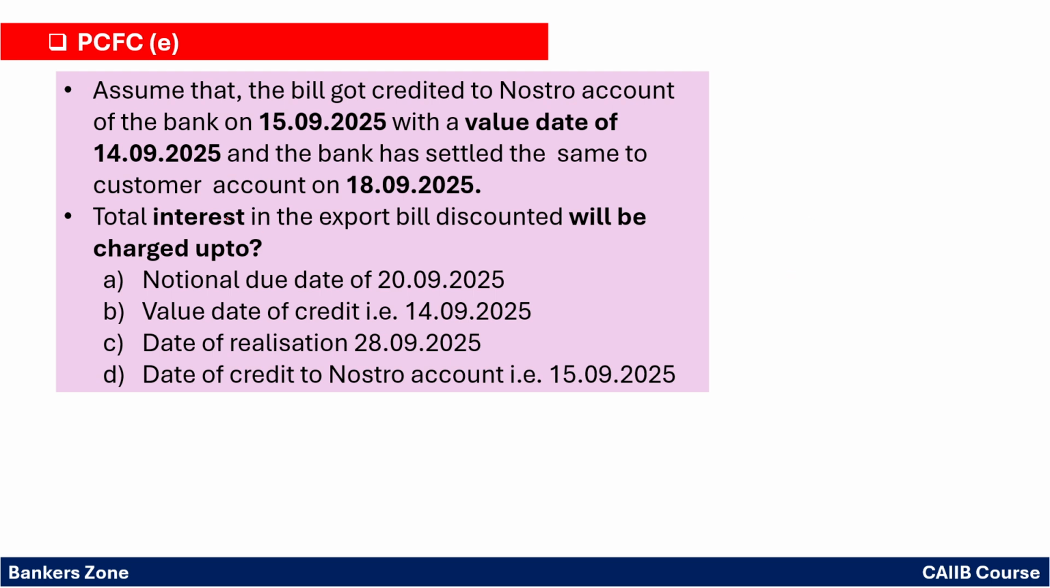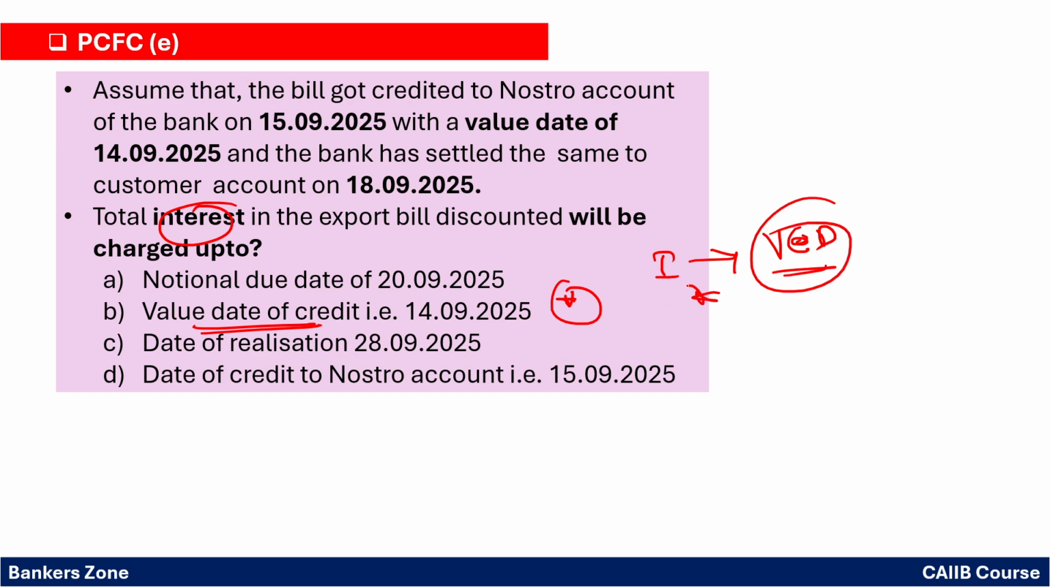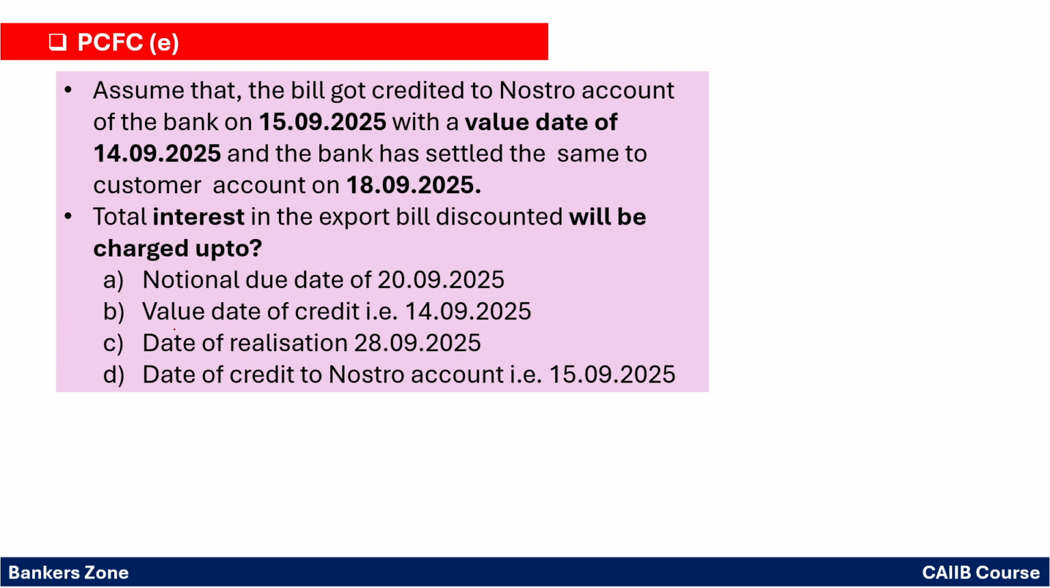So when the dates are different, the bank will charge interest only up to the value date. Very important from the exam point of view, right? So always remember, interest we will charge to the customer only up to the value date. Remember, it is also important for the exam. They can also ask it as a one-line question. So the value date, that is 14th of September, we will charge interest only up to the value date.